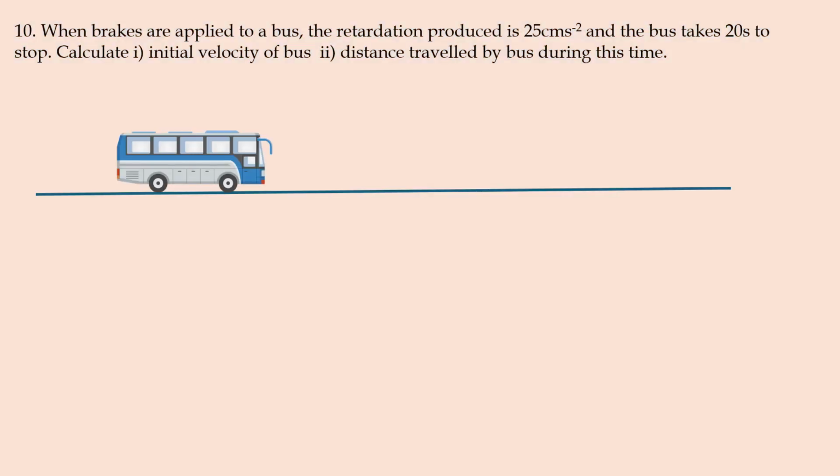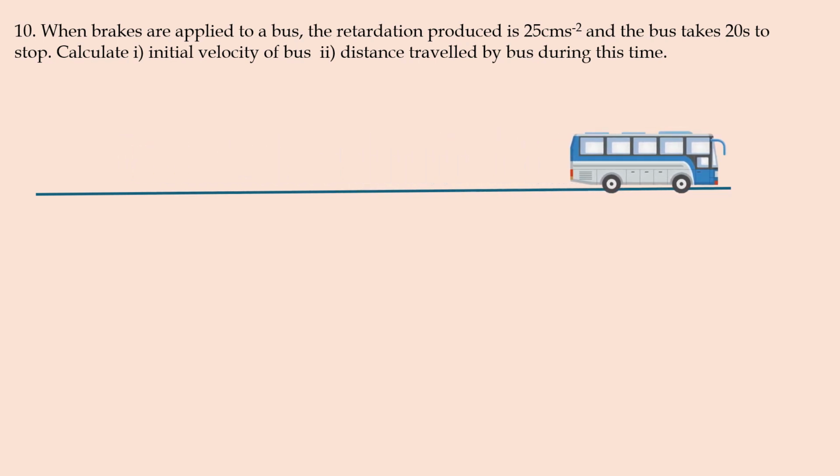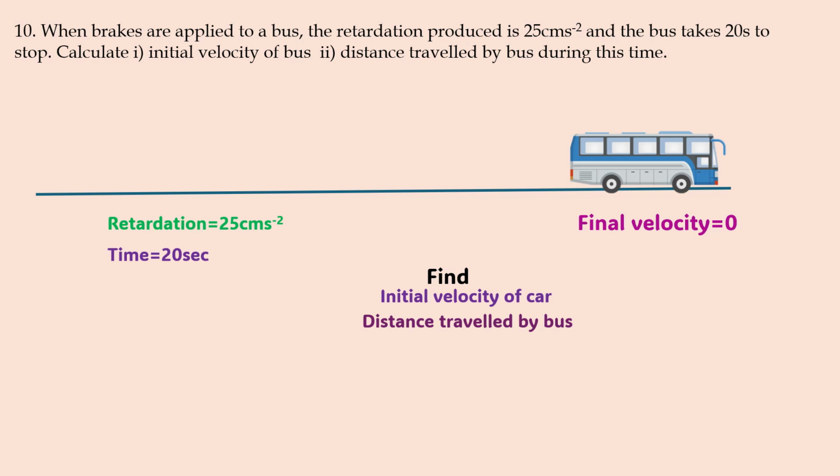तो एक बस है, okay, so it comes to rest, okay, and it takes 20 seconds to come to rest, and the retardation that is produced due to the rest position is 25 centimeter per second square. So, here as it comes to rest, final velocity will be 0 and you are asked to find out initial velocity of the bus and the distance travelled by the bus. ठीक है. तो यहाँ पे कौन सा इक्वेशन सुटेबल रहेगा?